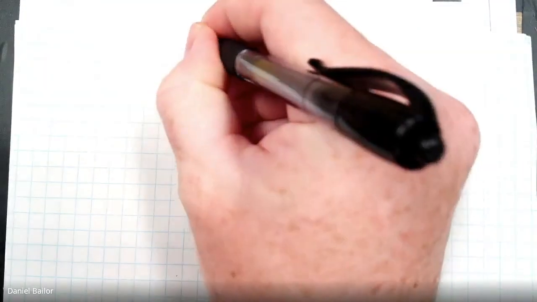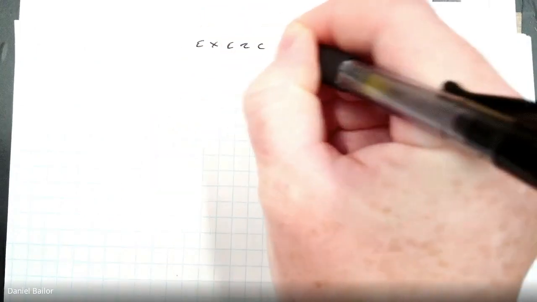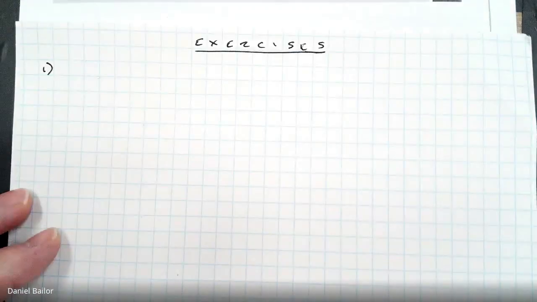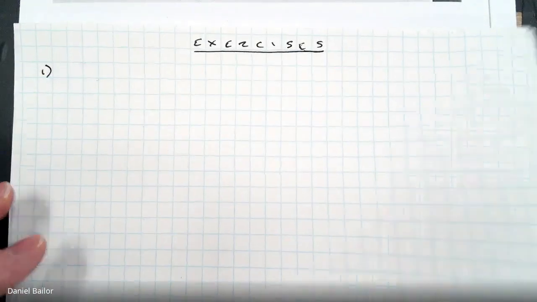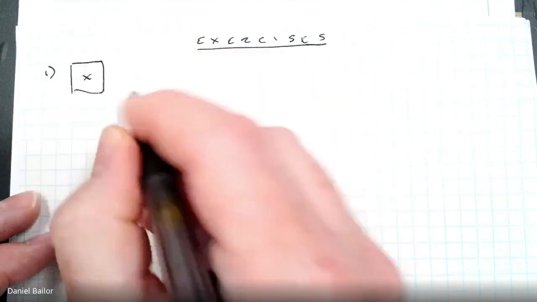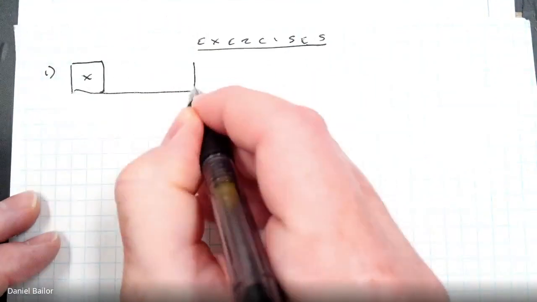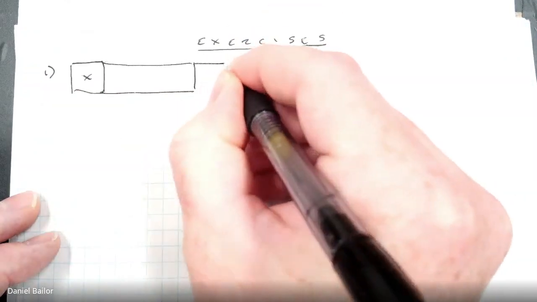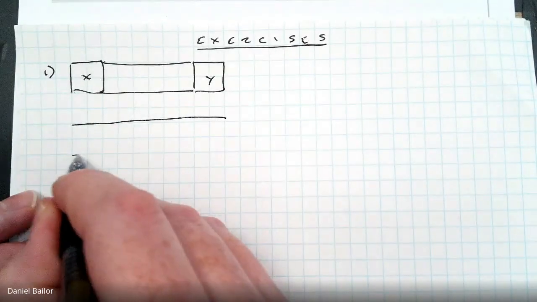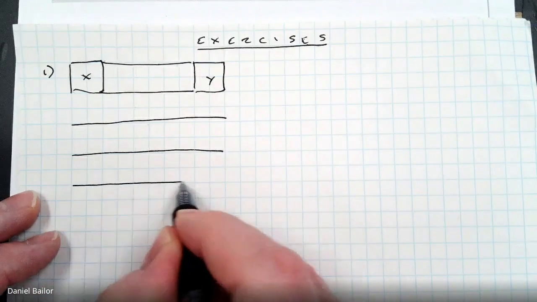So let's see, let's label the paper exercises. And we're going to do exercise number 1. Exercise number 1, we need to build a table. So let's build our table. I'm going to put my x here. I'm going to leave room for my equation in the middle. And I'll put my y over here. And they said we need 4, so I'm going to leave room for 4 values to graph.